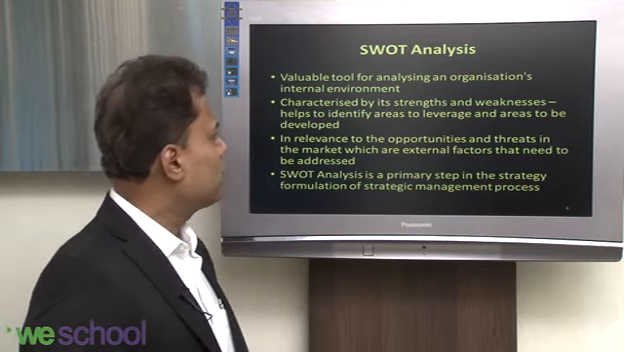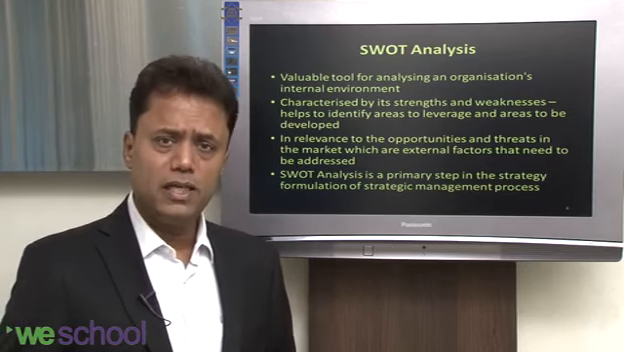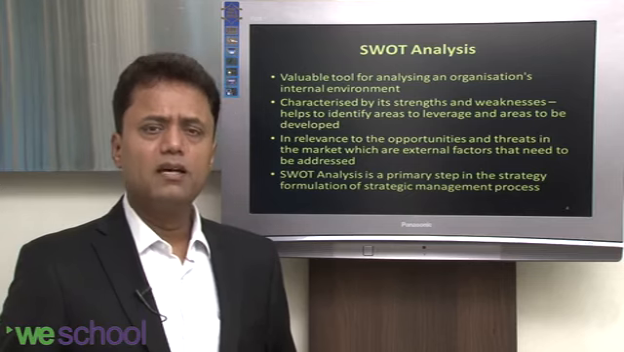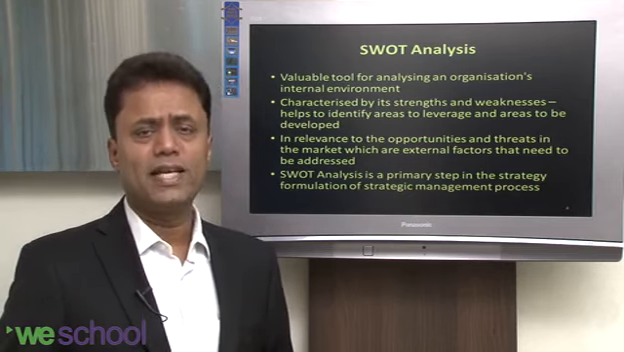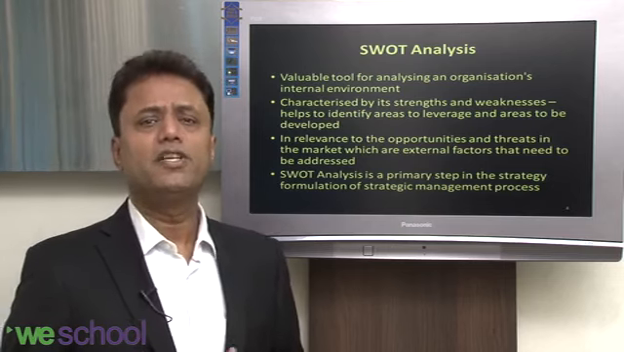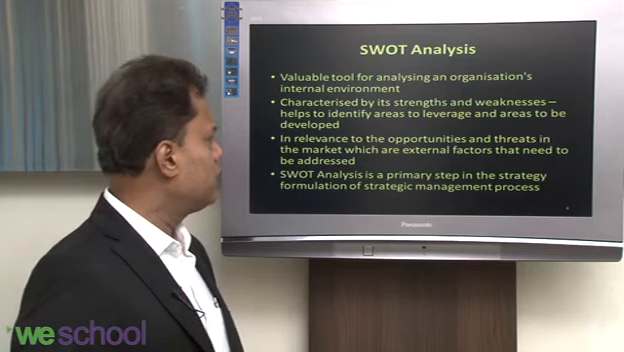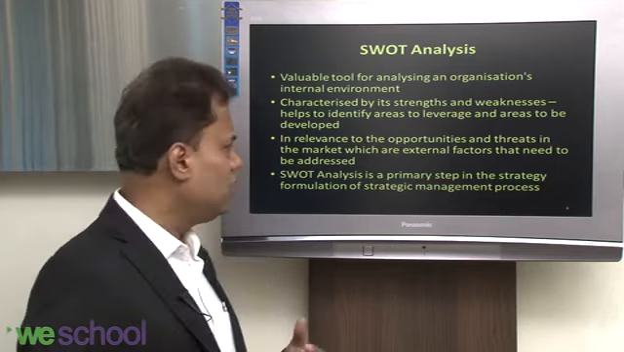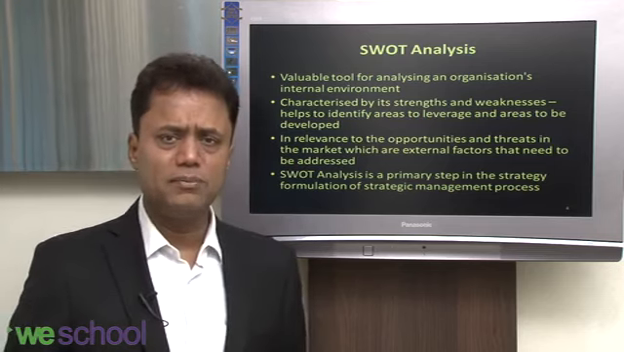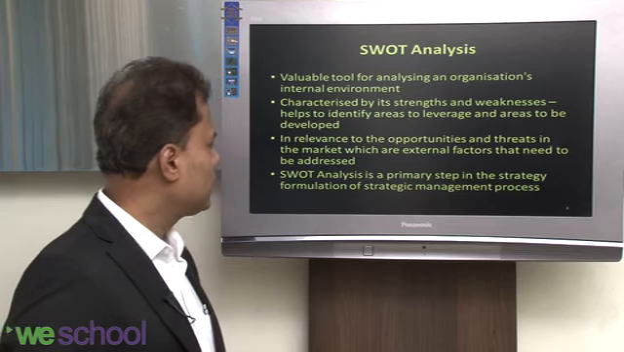Strengths and weaknesses help to identify areas to leverage and areas to be developed, areas to be further built, capabilities to be built. Because without those capabilities, you will not be able to execute your strategy, thereby achieve financial performance. In relevance to the opportunities and threats, the market factors are external factors which need to be addressed, as I said in the beginning. We'll be seeing those things as we move along in this chapter.